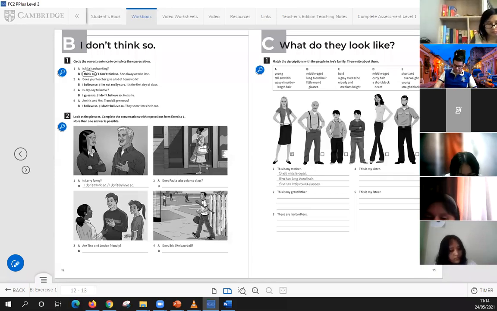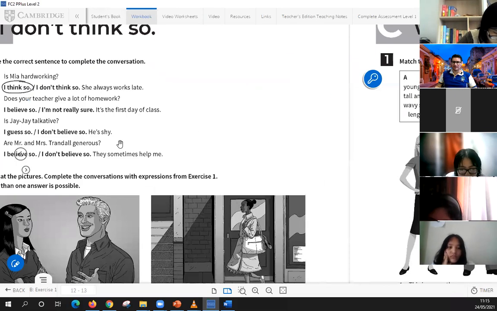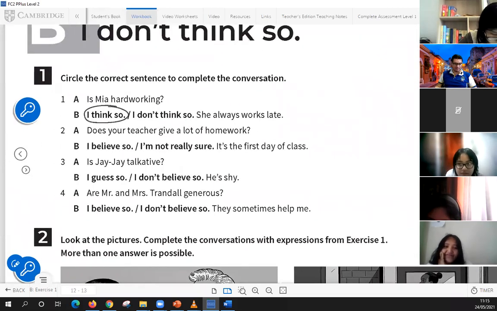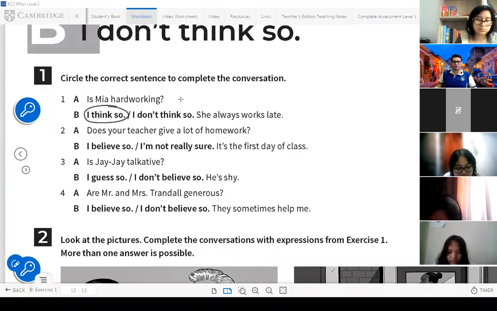I'm going to write here. Your homework is the workbook. Page number 12. ¿Ya? ¿Qué es lo que van a hacer aquí? Algo bastante fácil. It says, circle the correct sentence to complete the conversation. Vas a tener que encerrar un círculo. ¿Ya? La respuesta correcta para poder formar las oraciones.